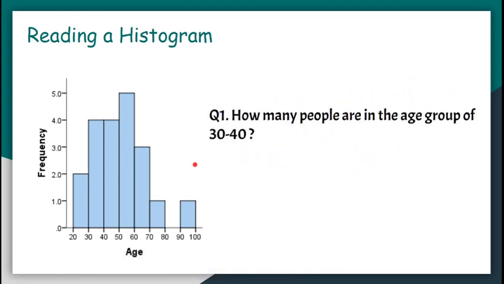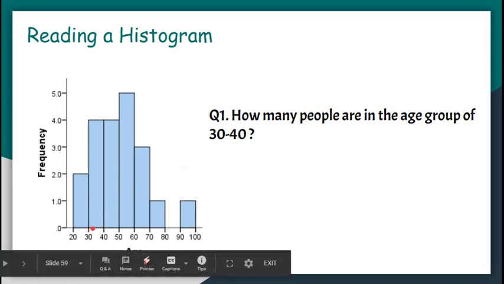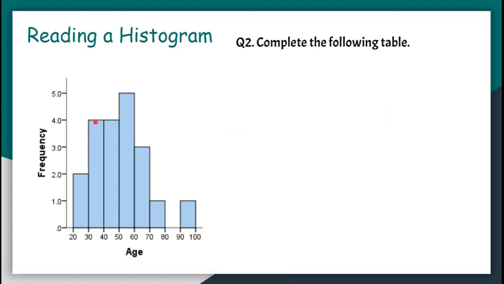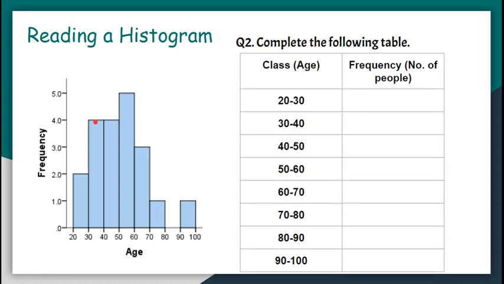How many people are in the age group of 30 to 40? Now look at the graph and think how many people are in the age group of 30 to 40? Yes, the correct answer is 4, because this is the range of 30 to 40, and how many people are there? There are 4 people. Based on this, let's try to complete the table now.